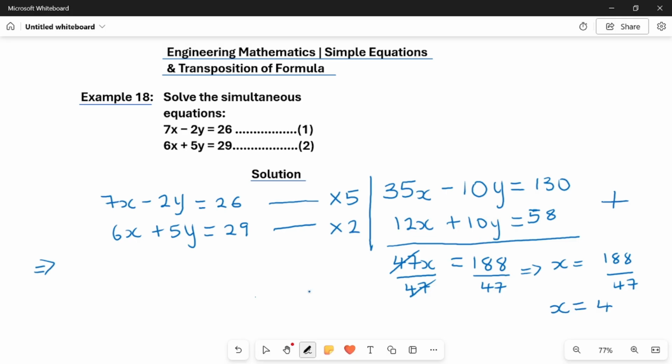4. We'll have 7 times 4 minus 2y equals to what? 26. So 7 times 4 will give us 28. We have 28 minus 2y equals to 26. So we can either take 28 to the right hand side or take 26 to the left hand side. So let's just rearrange it. We'll have that what?